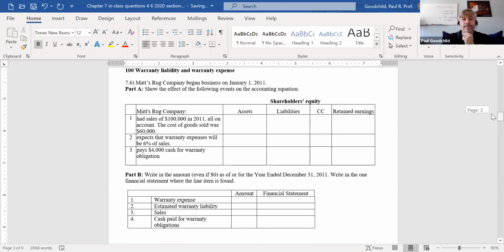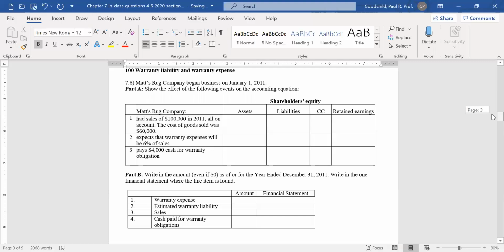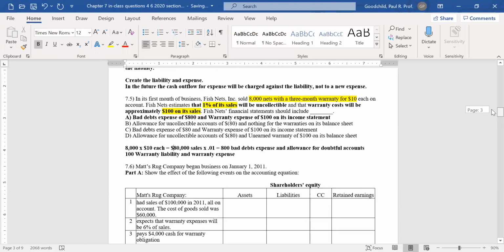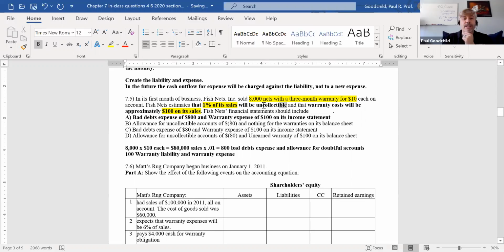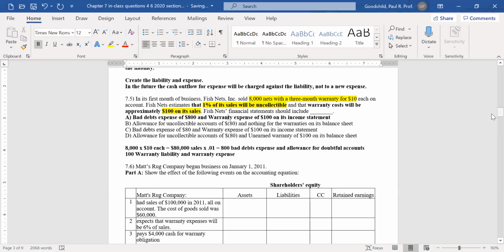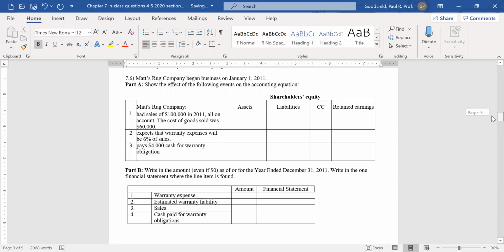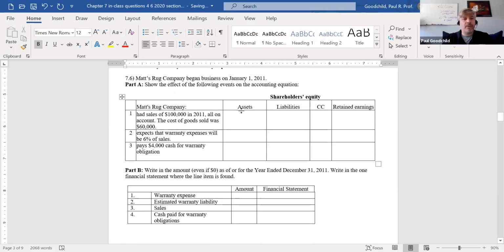Okay, so how can you tell it's bad debts? At the 800, because it's saying that it will be uncollectible. So that's bad debts. That's from the last chapter. Oh, okay. And it's an estimate. They don't know for sure that that'll be the case.